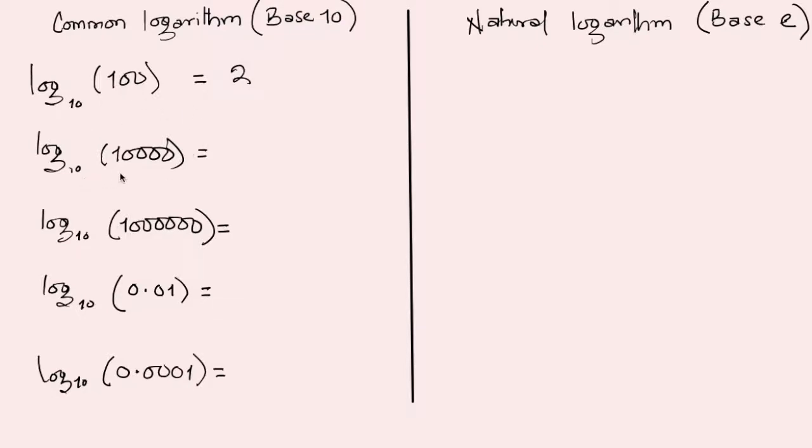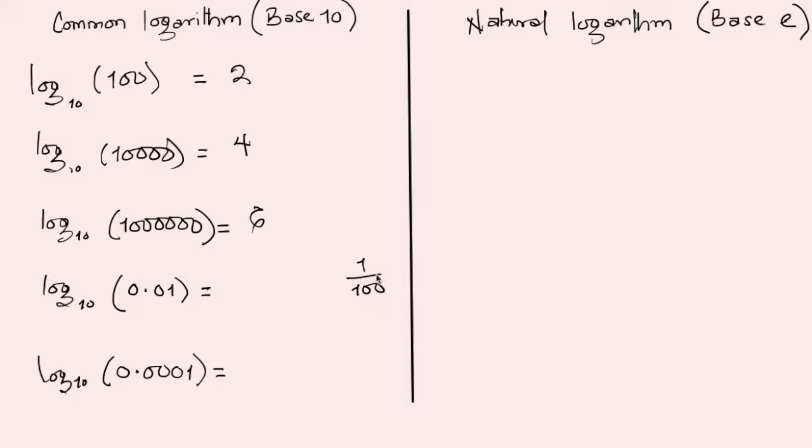To what power do we have to raise 10 to get 10,000? That is 4. All you have to do is count the zeros after the 1. To what power do we have to raise 10 to get 1 million? 6 zeros, 6. And in this case, to what power do we have to raise 10 to get 0.01? Don't let this scare you. This is simply 1 over 100.